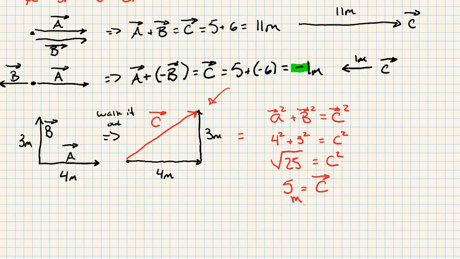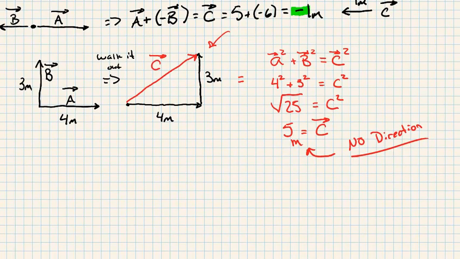Now, what are we missing here for this to be a complete vector? There's no direction on this. Now we can look at our diagram and say, well, it's up and to the right. But that's not very specific. You can't say, well, we need the rocket to go up and to the right. We need very specific values when dealing with physics.